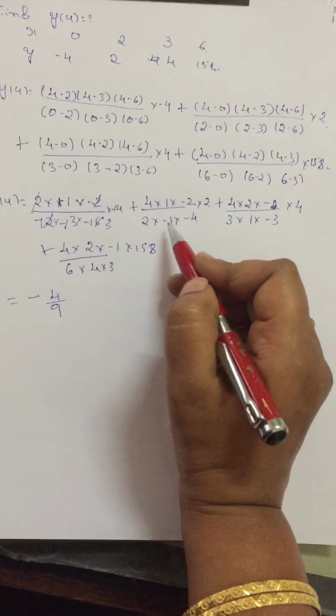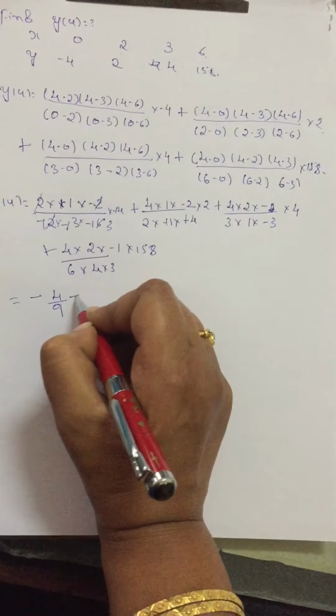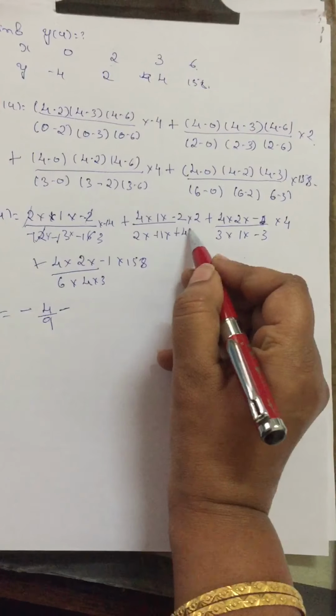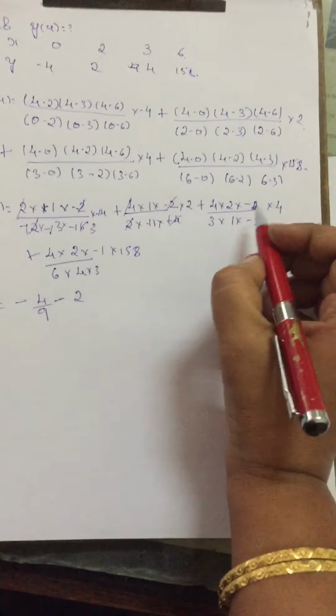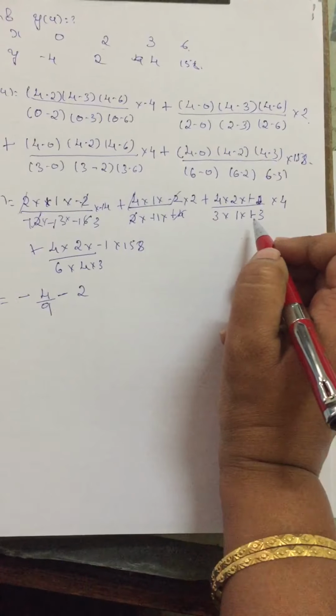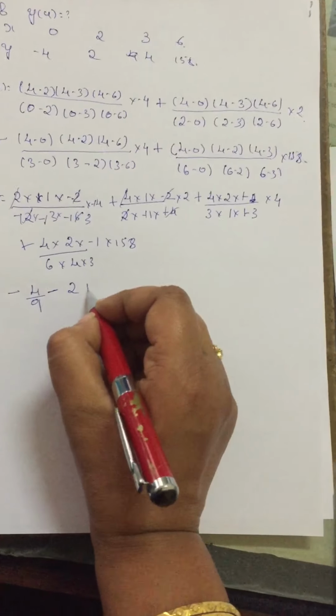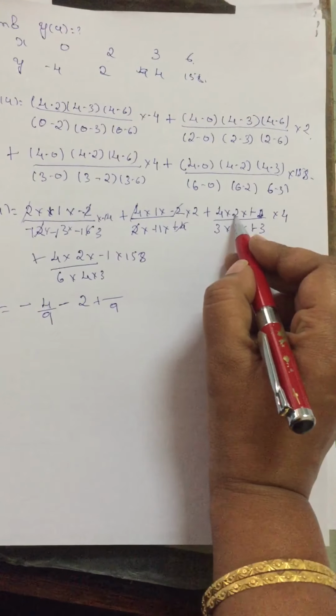Come to the second term. Here the minus minus cancel, so a minus is there, so minus 4, 4 cancel, 1, 2 also cancel, we get 2. Next, the minus minus cancel. Any other term cancel? No. 3 threes are plus 9. Next, 2 twos are 4.